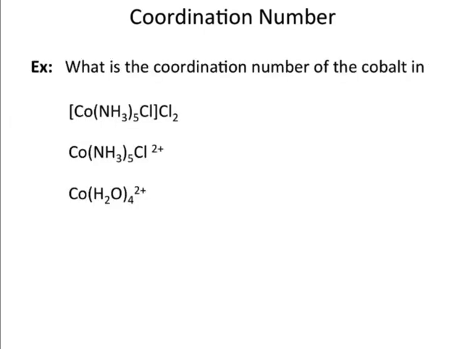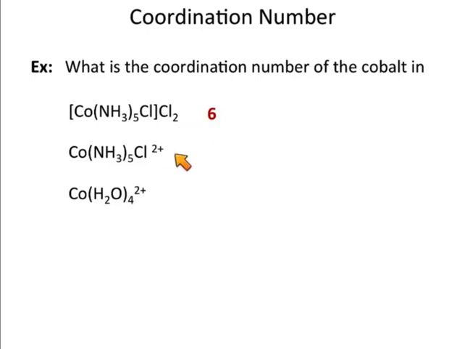Okay, so that's coordination number. When you have these ligands that only bind to the metal once, that's pretty straightforward. You look inside the brackets to find the coordination number. There's 5 of these amine ligands, and then there's 1 chlorine, so that makes 6. And then the Cl2 out here is the counter ion. You don't count that because it's not in the coordination complex.